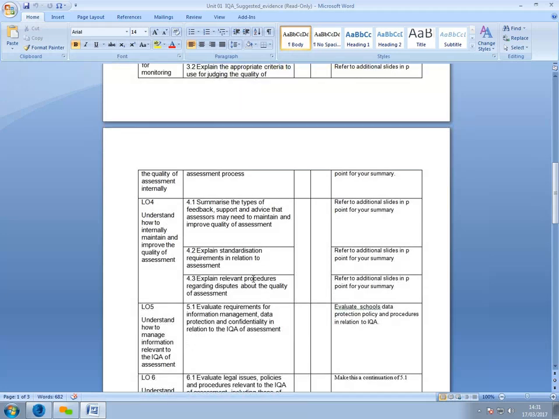Again, summarise the types of feedback, support and advice that assessors may need to maintain and improve the quality of their assessment. If you can refer to the slides I've put in there, because we have discussed this, it's looking at what you do or how you actually report back to the assessor. It will come mainly in the form of your IQA report back to them on a particular piece that you've verified on your plan. If there's something you don't agree with, then you put that in the report.